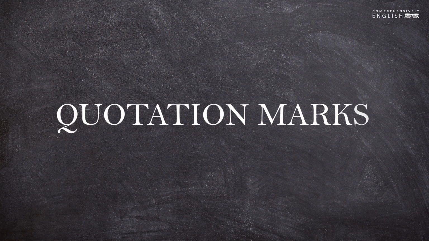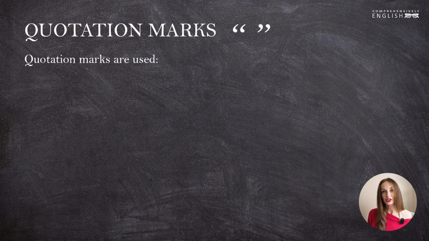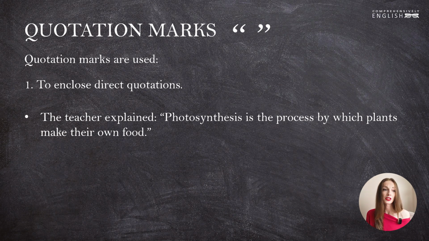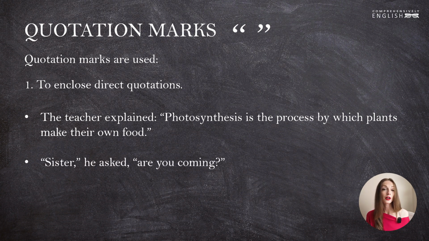The next punctuation mark that helps us divide sentences into parts is quotation marks. First and foremost, we use quotation marks to enclose quotations. For instance, the teacher explained, photosynthesis is the process by which plants make their own food. We put the colon, and after it we have the direct quote of the teacher that is enclosed in quotation marks. Sister, he asked, are you coming?